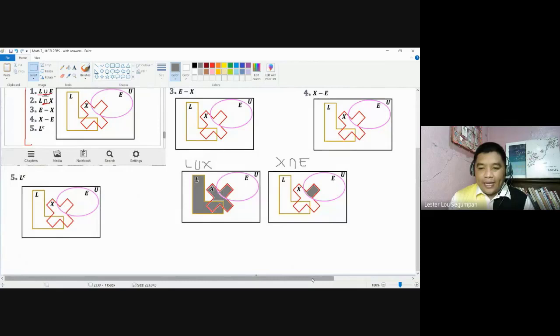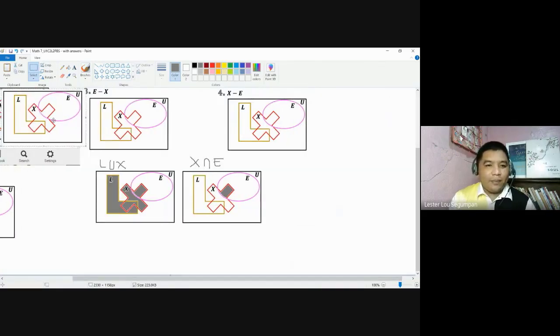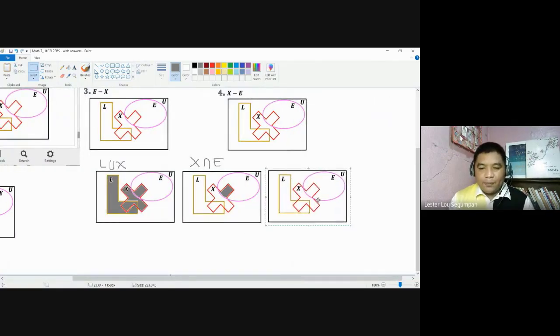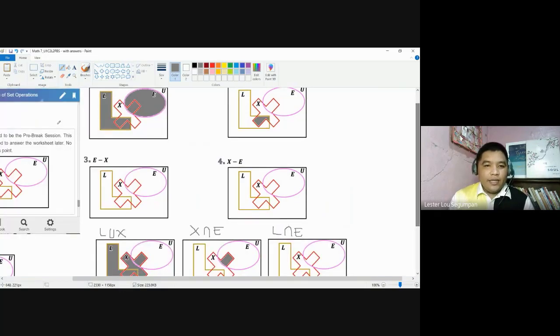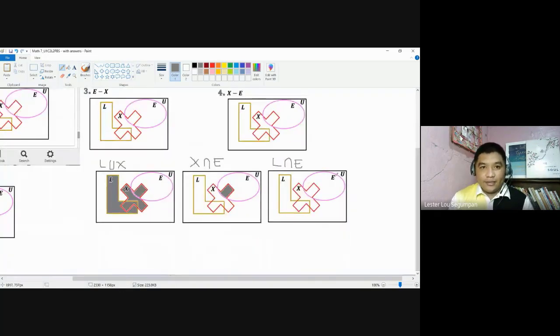How about if we again add another item? This is not part of the pre-bake session, but just for the purpose of discussion. What if we have here the intersection of L and E? L and E are considered to be, just like in number one earlier, disjoint sets. From the name itself, disjoint, they are not joint. Therefore, they do not share a common region. Do not answer this region here because this is the region of X, not of L nor of E.